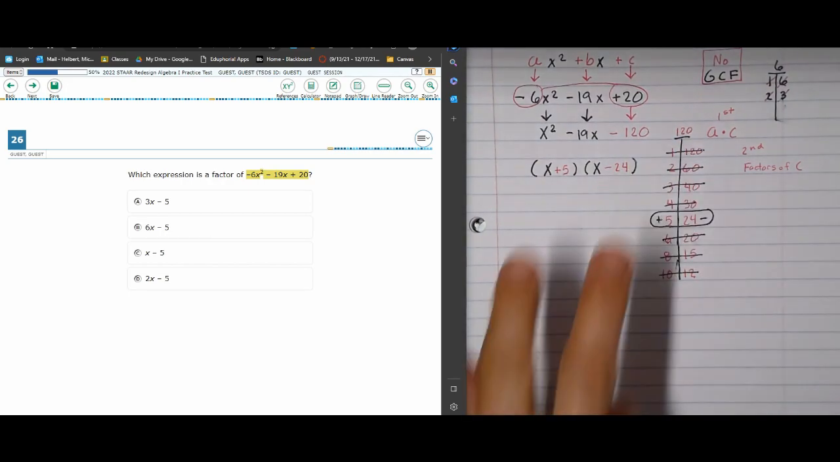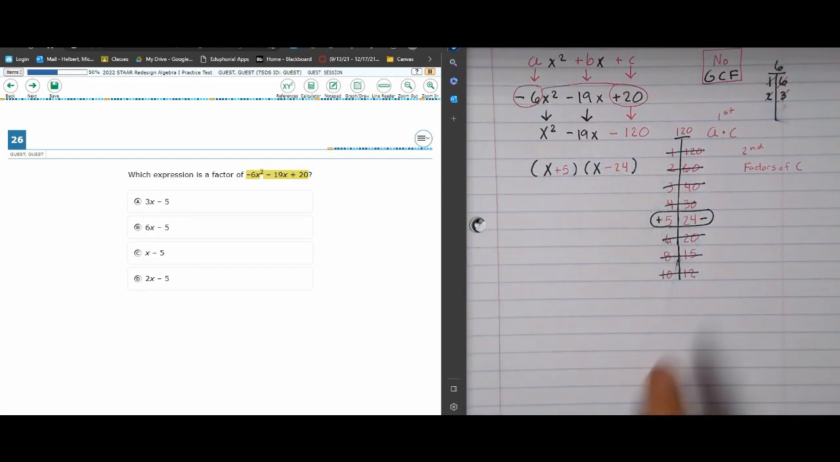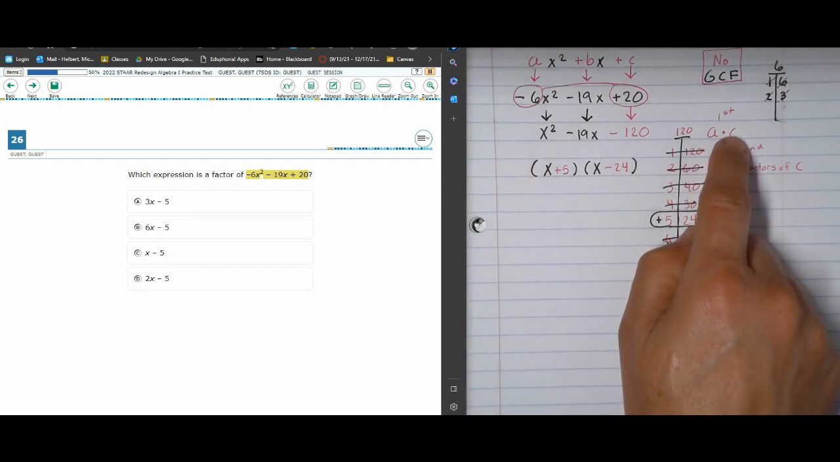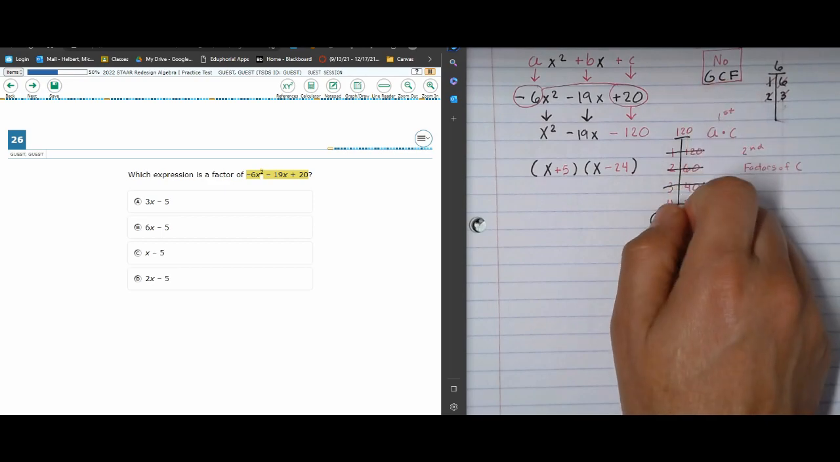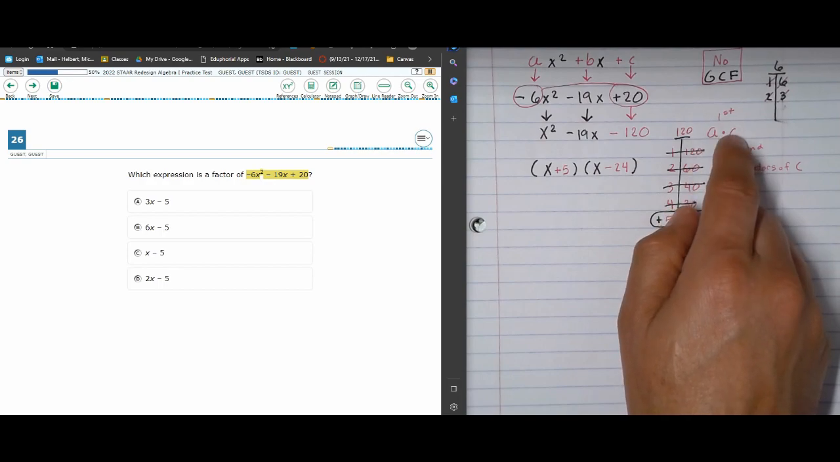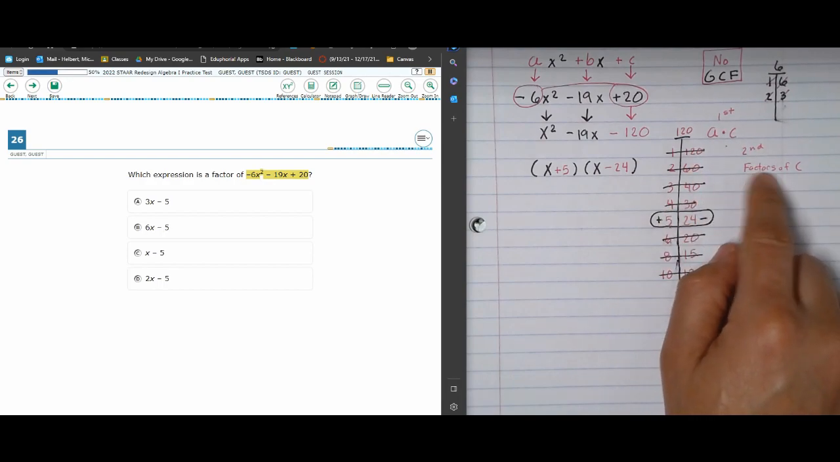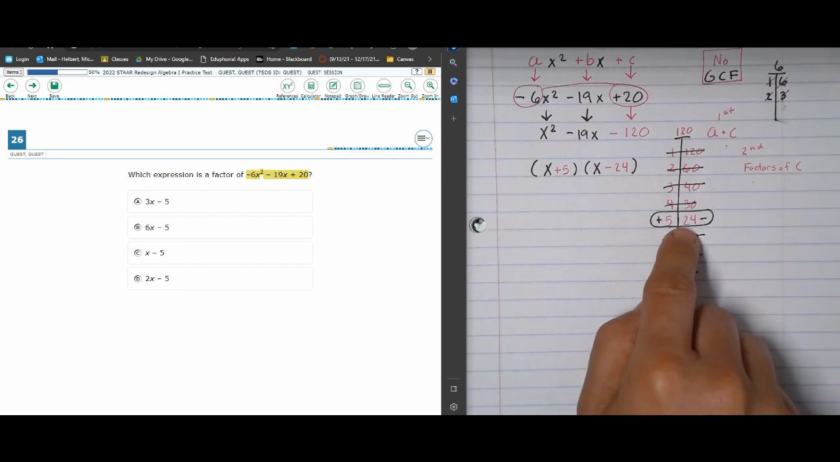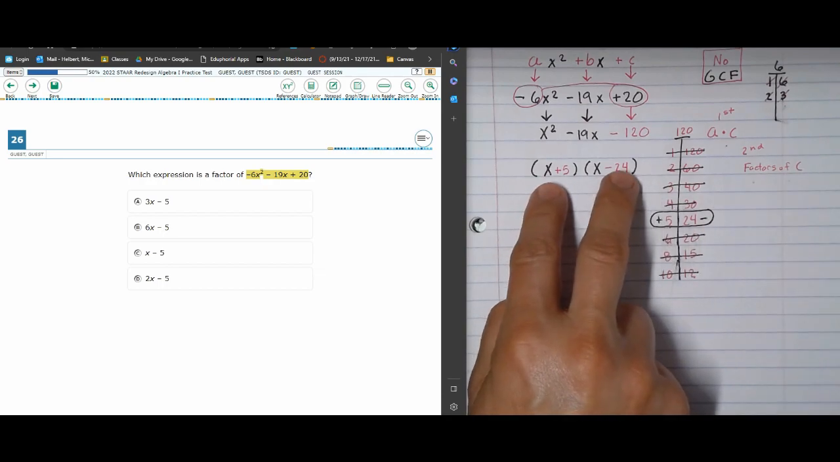Now I've got my two factors. I am almost done, right? We did our first step, which is to rule out that there's no GCF. After that, our steps to solve, right? We go ahead and multiply a times c. We did that. We found our factors of c. We did that. So now we have these written as two binomials.